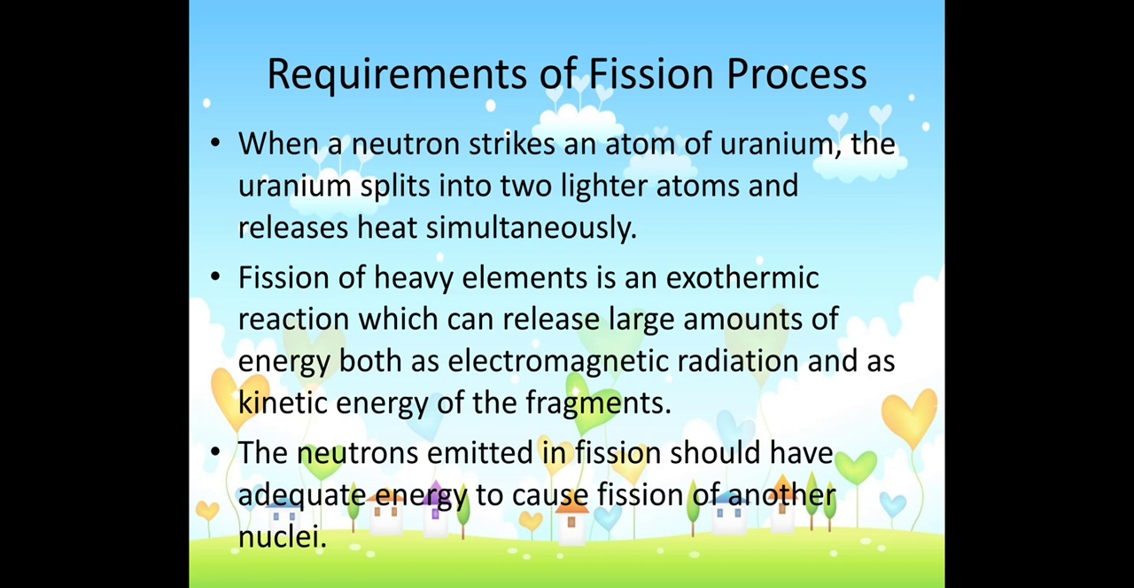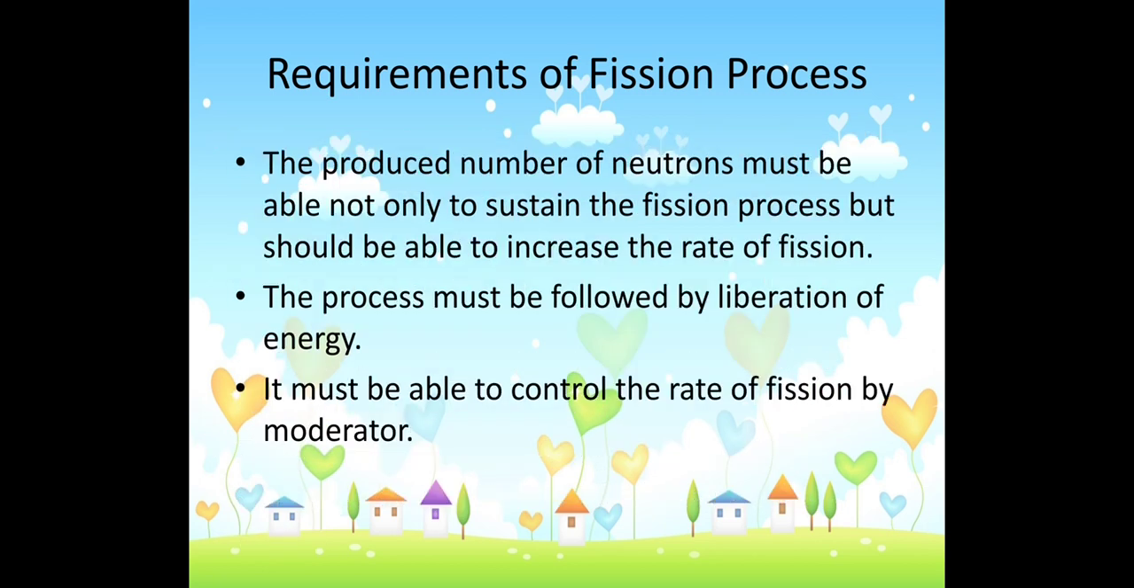When the neutron strikes the atom of uranium, the uranium splits and releases heat. Fission is of heavy metal. In the process, the number of neutrons produced must be able not only to sustain the fission process, but also to increase the rate of fission. This is one of the requirements.